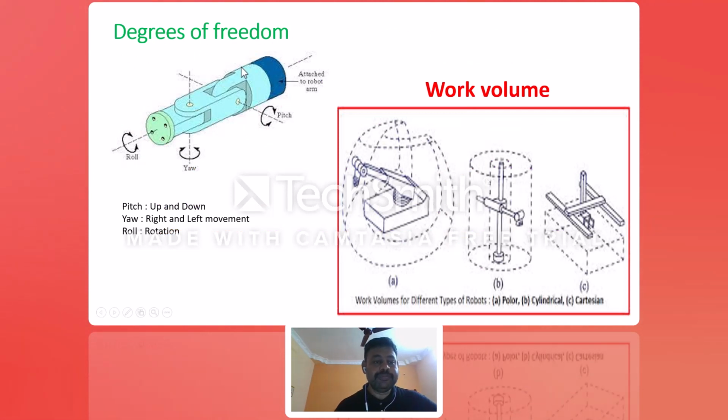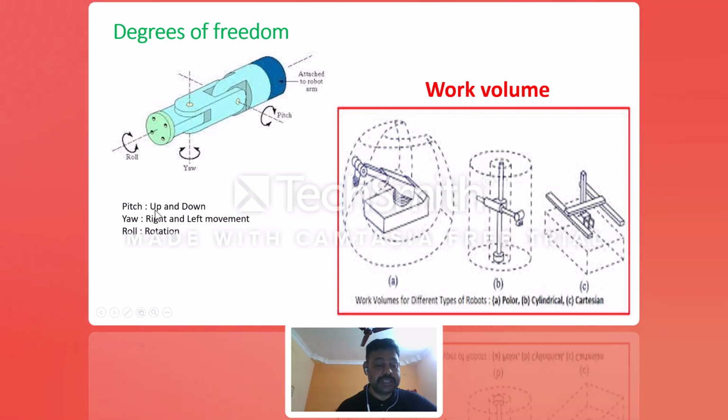Next, you come to the degrees of freedom. I already said six linear movements and six rotary movements. For example, you take this particular setup. This is called pitch, where the axis is horizontal. Yaw means vertical. Then roll is with respect to a different direction. For example, if this is x, then pitch is x, yaw is y, and roll is z. With respect to the z-axis, it will rotate.